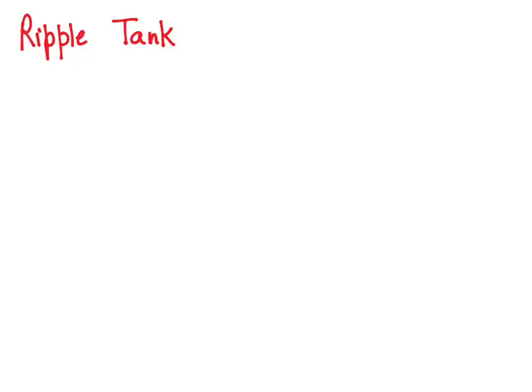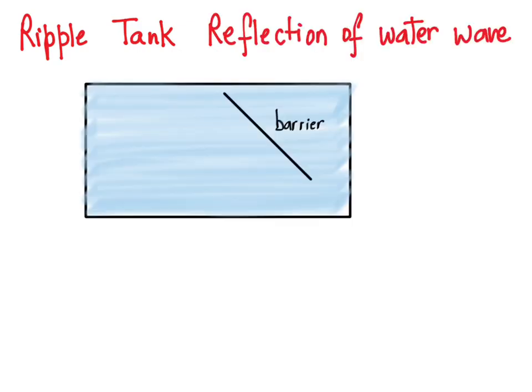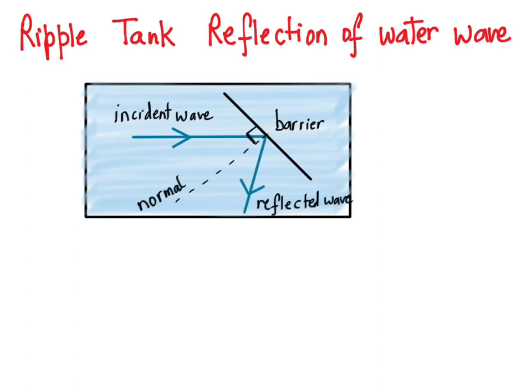In this video, we are going to look at ripple tank experiments for reflection and refraction. So for reflection of water wave, let's say there is a ripple tank in which we have got a barrier. A wave travels towards the right, it hits the barrier and it will get reflected.